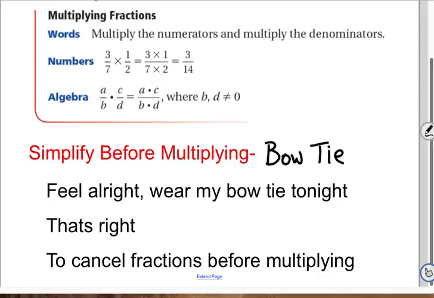Bow tie says, feel all right, wear my bow tie tonight. That's right, to cancel fractions before multiplying. Guys, sing it. Feel all right, wear my bow tie tonight. That's right, to cancel fractions before multiplying.